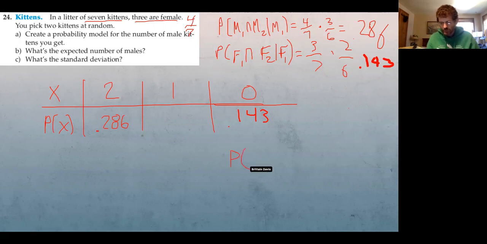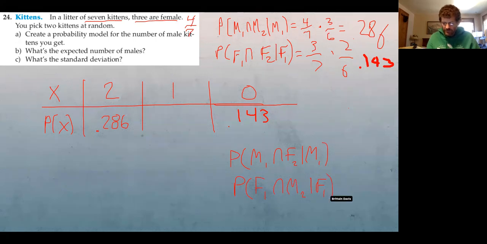Now we technically have 2 outcomes for the one male, which is why we can't just do one quick probability calculation. We have the probability of getting a male first and a female second, given that we had a male first. And we also would need to do the probability of female first and a male second, given that we had a female first. Those are different probabilities, and we'd have to add these 2 together.